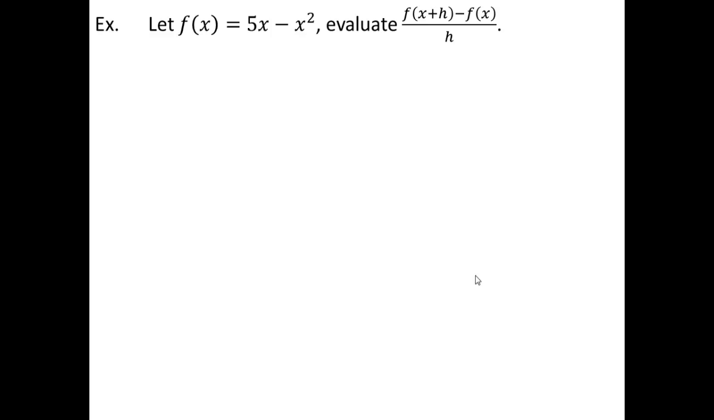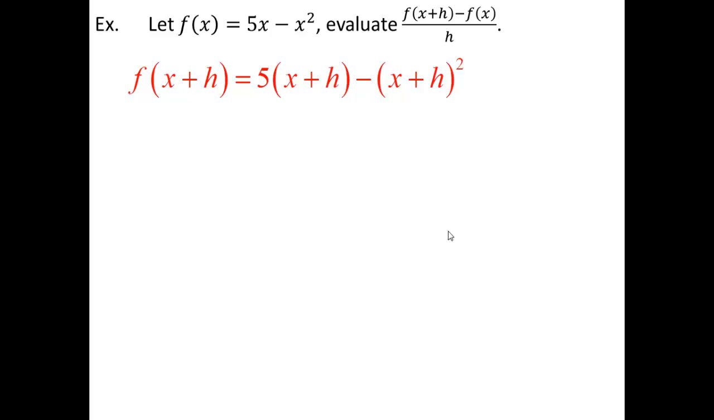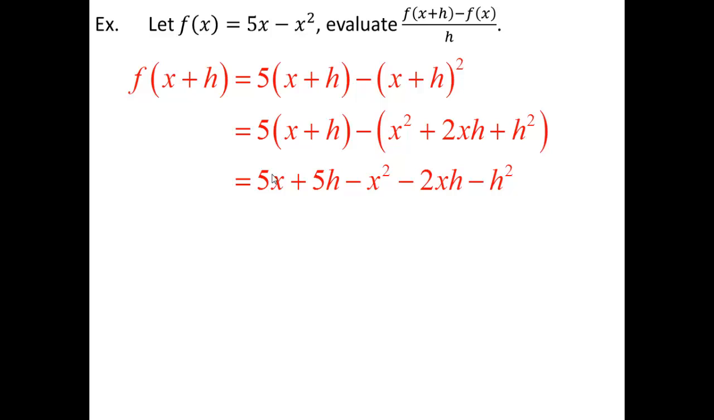All right, we're going to follow the same process as we did on the last one. Start with f of x plus h. Replace all the x's with x plus h, and simplify. This can be distributed. This can be FOILed out. Don't forget to distribute the negative. We're going to end up with 5x plus 5h minus x squared minus 2xh minus h squared. This is my f of x plus h.